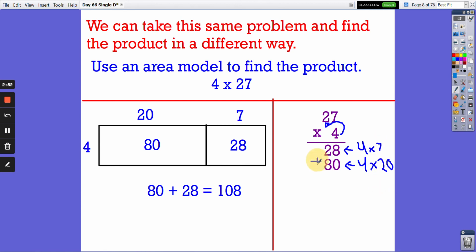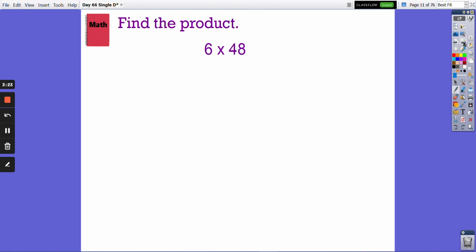Then I simply add those together. 28 plus 80 gives me a total of 108. Notice how I still have 4 times 27, what I originally started with. I have the number 28. I have the number 80. It's all here. It's just in a different format. This method is called partial products, and this method is called the area model. Very similar, aren't they?